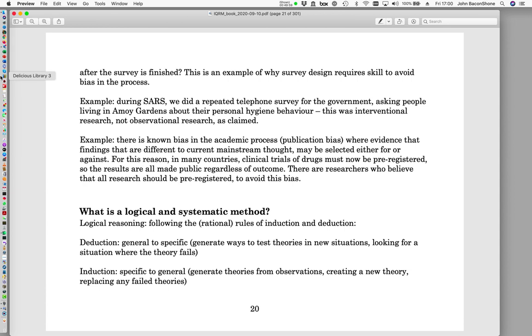Right? So in order to avoid this, you're normally required to pre-register it, and the results must be made public at the end. And indeed, there are some researchers who believe all research should be pre-registered to avoid this bias. So this is a little bit tricky, because when research doesn't get published, that can be for a number of different reasons. It could be because the research basically just confirms the existing knowledge, which actually is important if we believe in replication, but it's not very interesting to most journals.